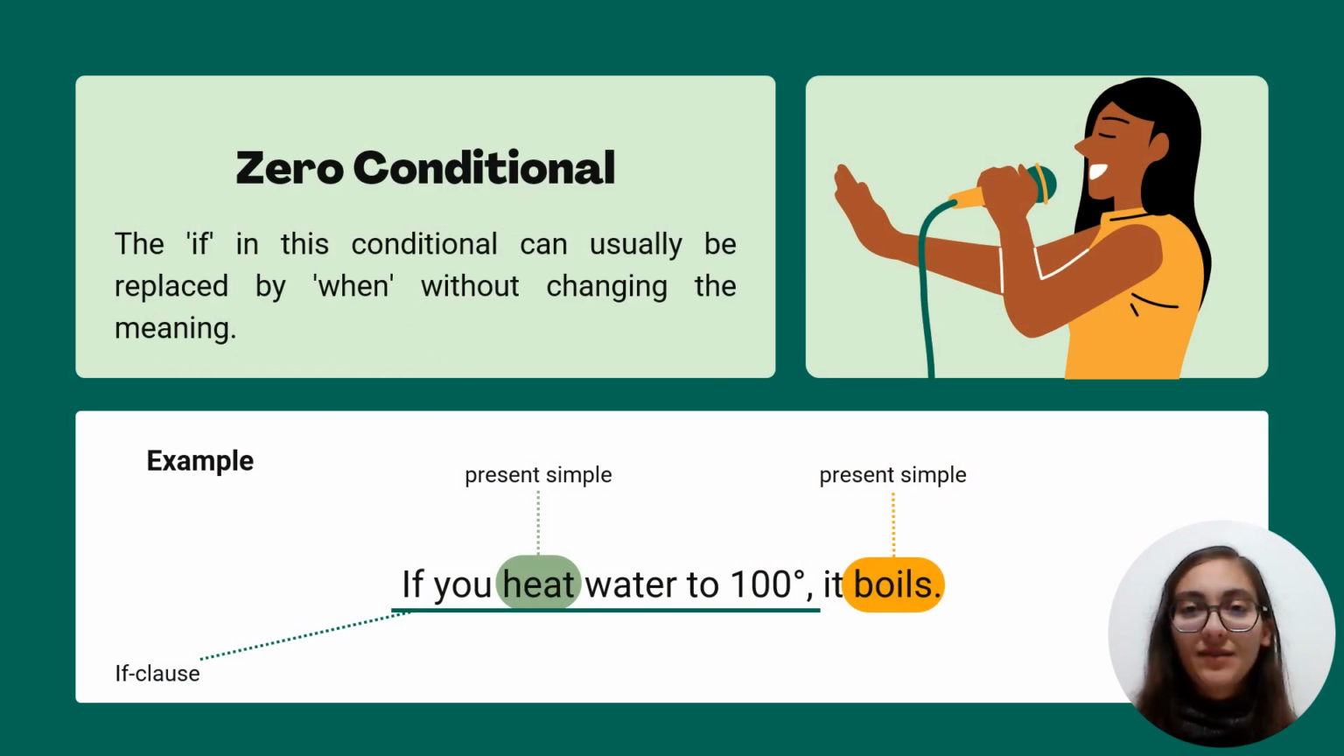Let's look at this example sentence. If you heat water to 100 degrees Celsius, it boils. This is always true, it's a fact. And because it is a zero conditional, we use present simple on both sides.